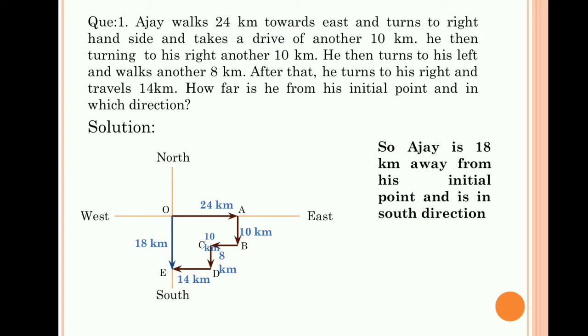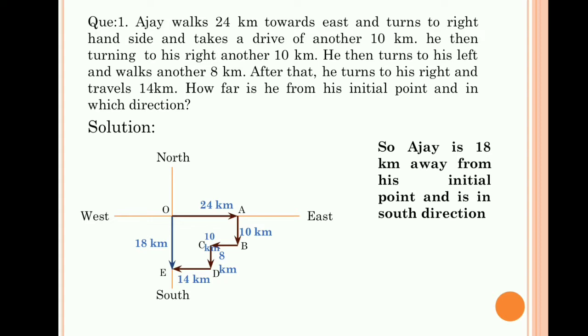So in this question it is given that Ajay walks 24 km towards east and turns to the right hand side and takes a drive of another 10 kilometers. He then turns to his right another 10 kilometers. He then turns to his left and walks another 8 km. After that he turns to his right and travels 14 km. So it is asked how far is he from his initial point and in which direction.